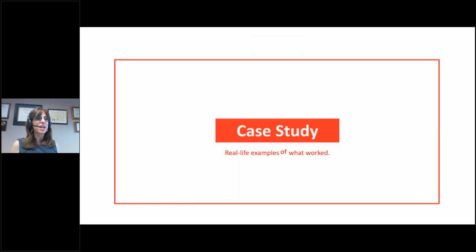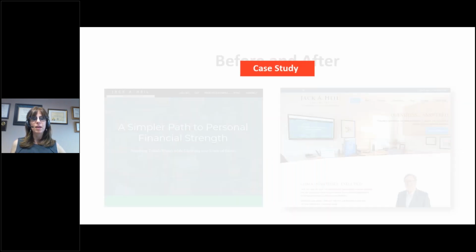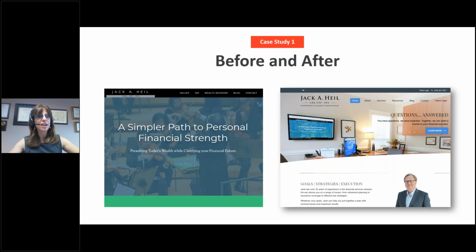Let's look at some case studies, real examples of this in motion. So here we go. Jack Heil, one of my clients. What you can see on the left is Jack's website before and Jack's website after. Our objective was to create a leads funnel, a leads methodology for him online. And boy, did we do that. Now, this website hasn't gone live yet. It's in beta test right now, and we're almost finalized with it. But you can see the difference.